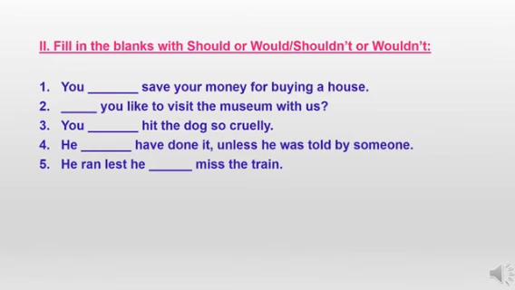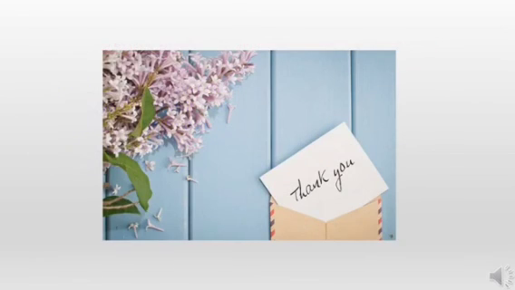So, based on the understanding of today's class, please complete these activities. The answers to these questions will be discussed in the next class. This ends the first session of the modals. In today's class, you learnt about shall, should, will and would. The remaining modals will be covered in the next session.